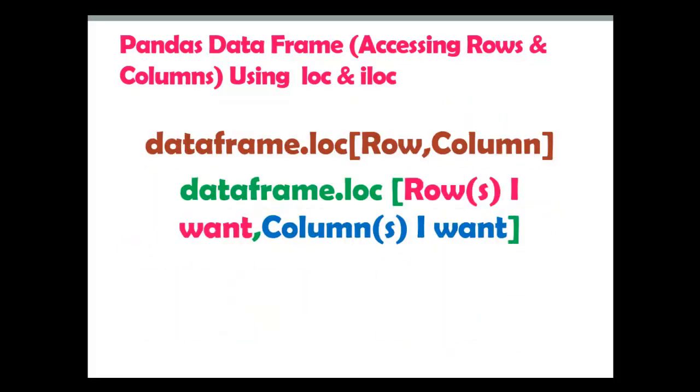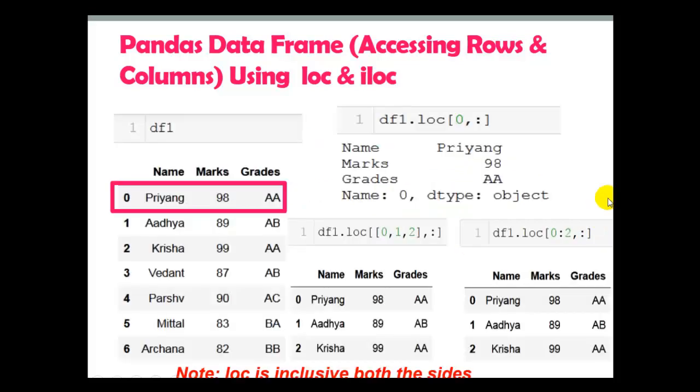Now this is the syntax that you can consider for loc and iloc. First part is row and second part is column. Rows I want and columns I want. So now let's get started. In the first example, as you can see, I want to select the first row with all the columns that you can see over here. I want to select this part.